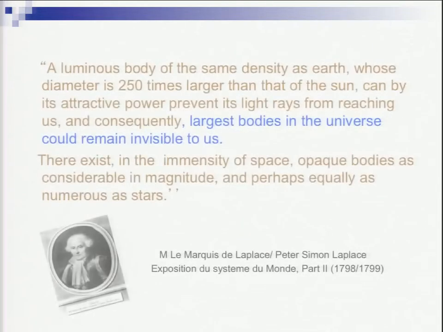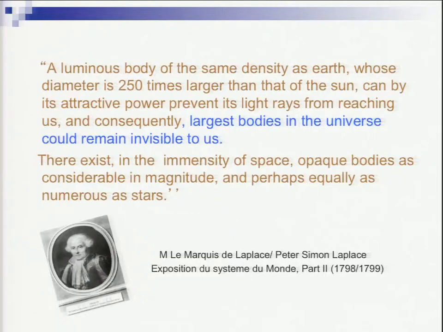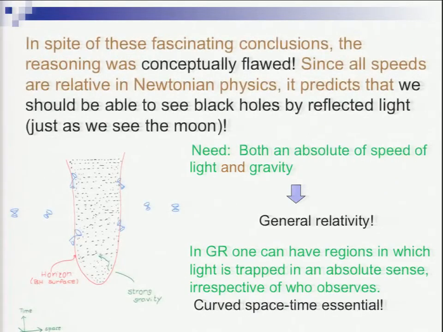And the same thing is true with Marquis de Laplace, who wrote the famous celestial mechanics volumes, in which he calculated that there may be a luminous body of the same density as Earth, whose diameter is about 250 times larger than that of the Sun, which, by its attractive power, can prevent light from reaching us. Consequently, the largest bodies in the universe could remain invisible to us. This is what you often hear, particularly from students. Therefore, you might think that black holes are nothing new, that they existed in Newtonian gravity. This is wrong, for the following reason.